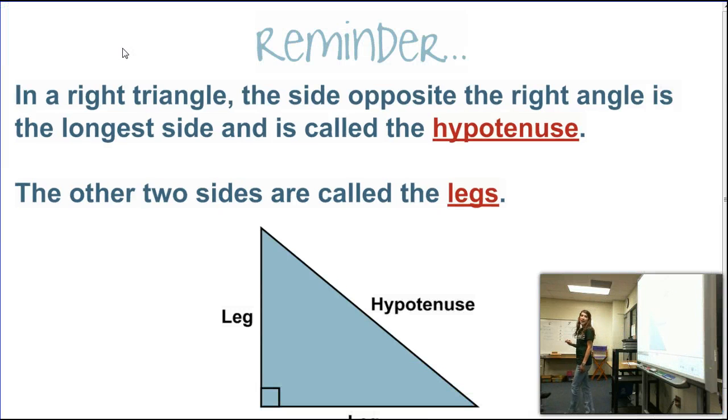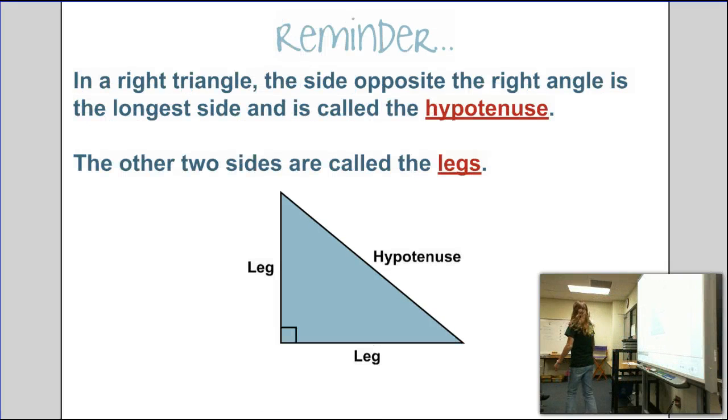So I'm reminding you that in a right triangle, we call the side across from the right angle the hypotenuse. And the other two sides are called legs. So the side across from the right angle, that's how you locate the hypotenuse, and the other sides are called legs. Only if you forgot it.